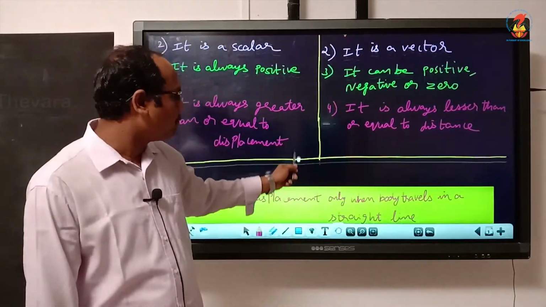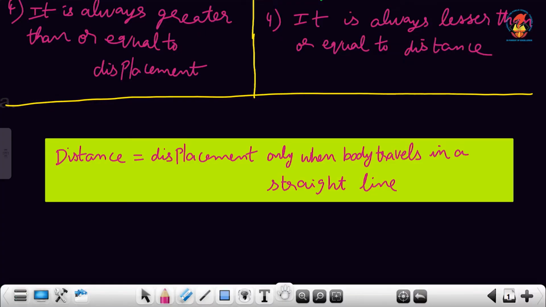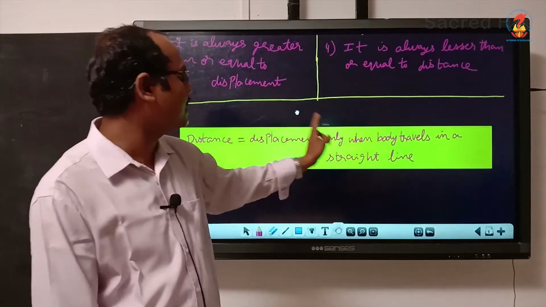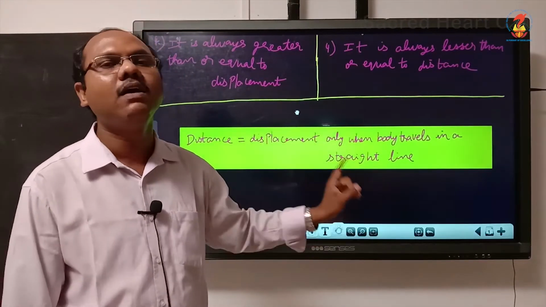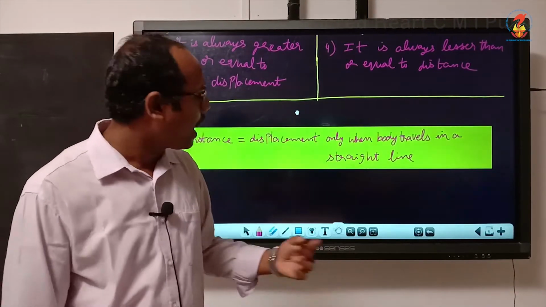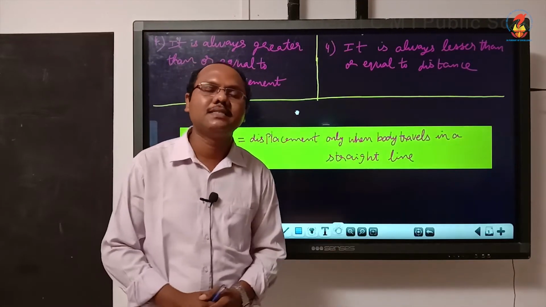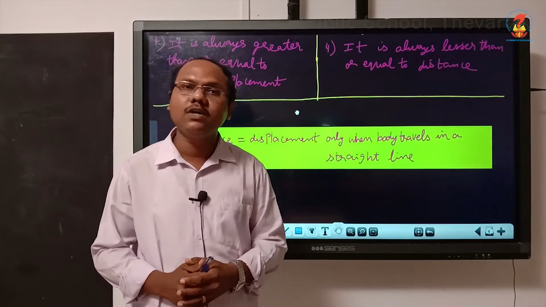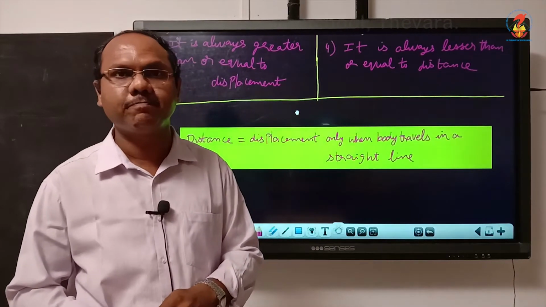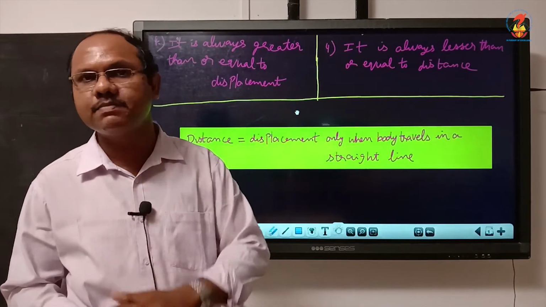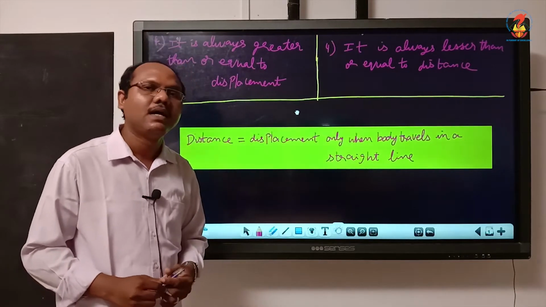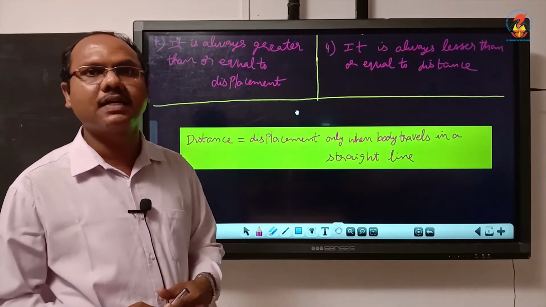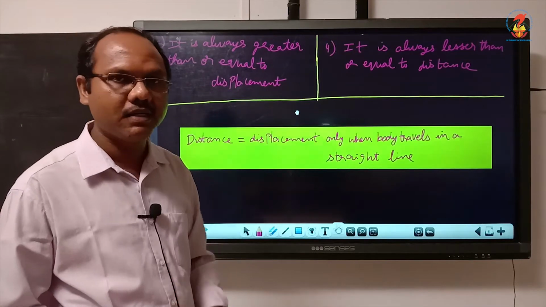And look here, distance is equal to displacement only when the body travels in a straight line. So distance and displacement are equal only when the body travels in a straight line. Otherwise, distance is always greater than displacement. Now, what is the SI unit of distance and displacement? Yes, it is meter. And the dimension of both is written as L, capital letter L.